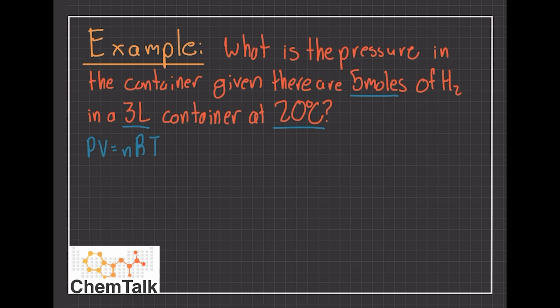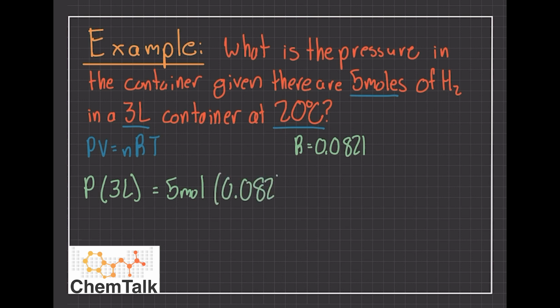So from here, we're going to plug in what we know. We don't know the pressure, and that's what it's asking us to solve for. We know the volume, 3 liters. We know the moles, it gives us that, 5 moles. And we know the R value, which equals 0.0821. I'm going to leave the units out for now.